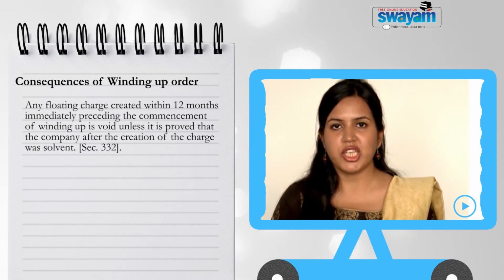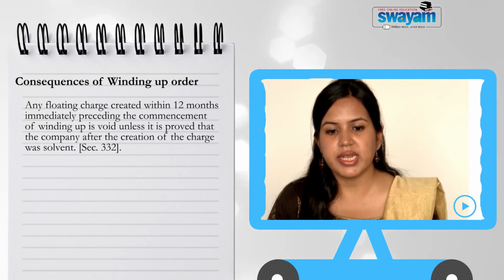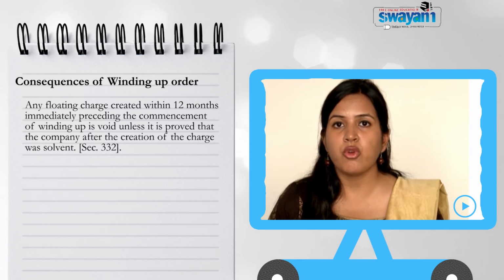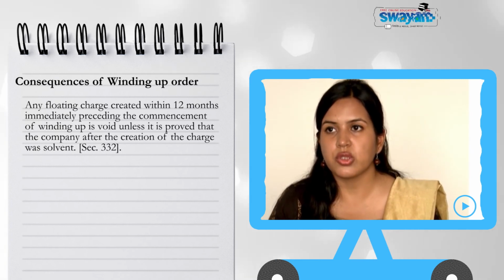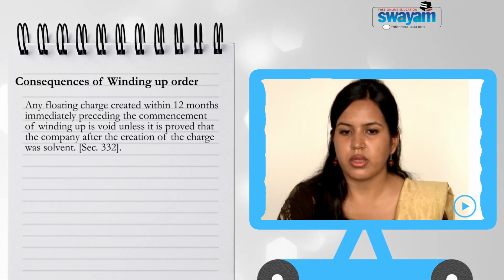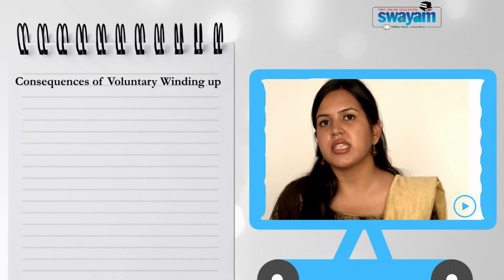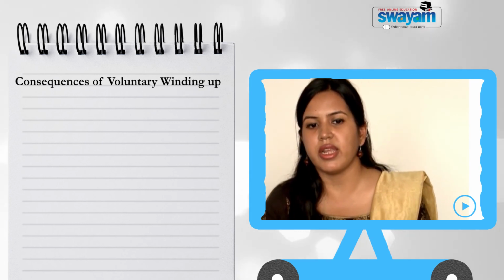Further, any floating charge created within 12 months immediately preceding the commencement of winding up is void unless it is proved that the company after the creation of the charge was solvent. Now, these were the consequences of compulsory winding up. Now, the consequences of voluntary winding up. There are three main consequences which have to be faced by the others in case of voluntary winding up.